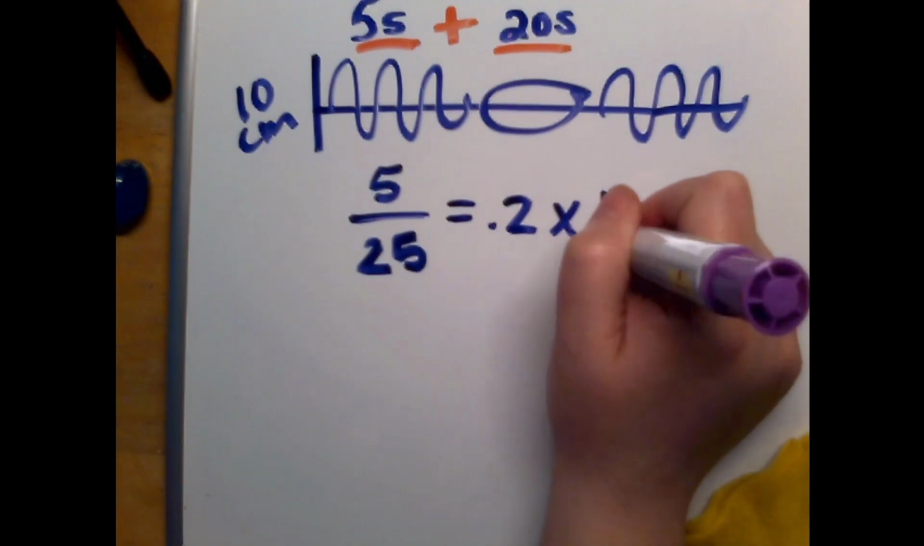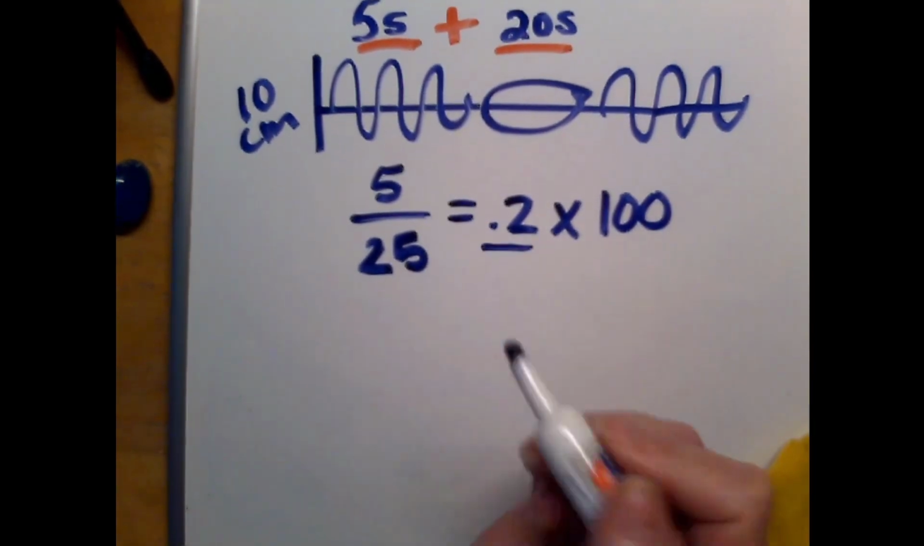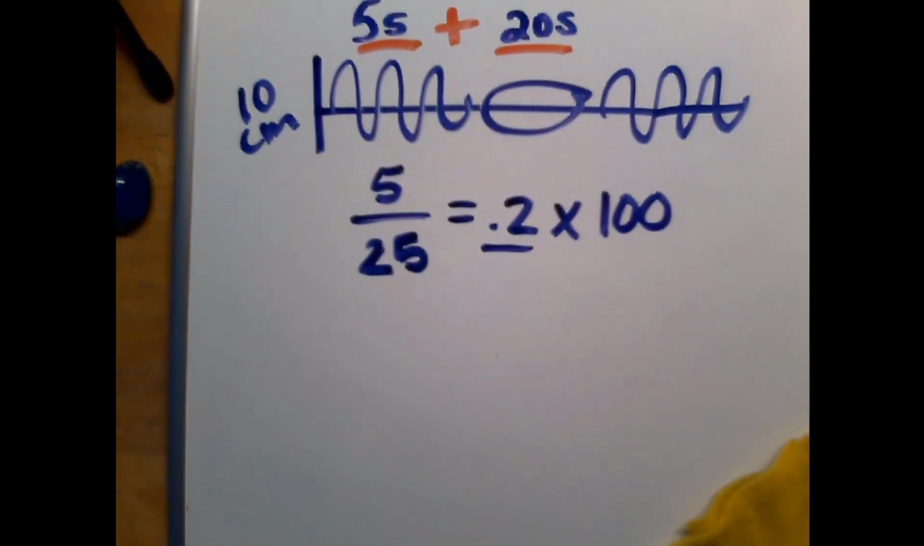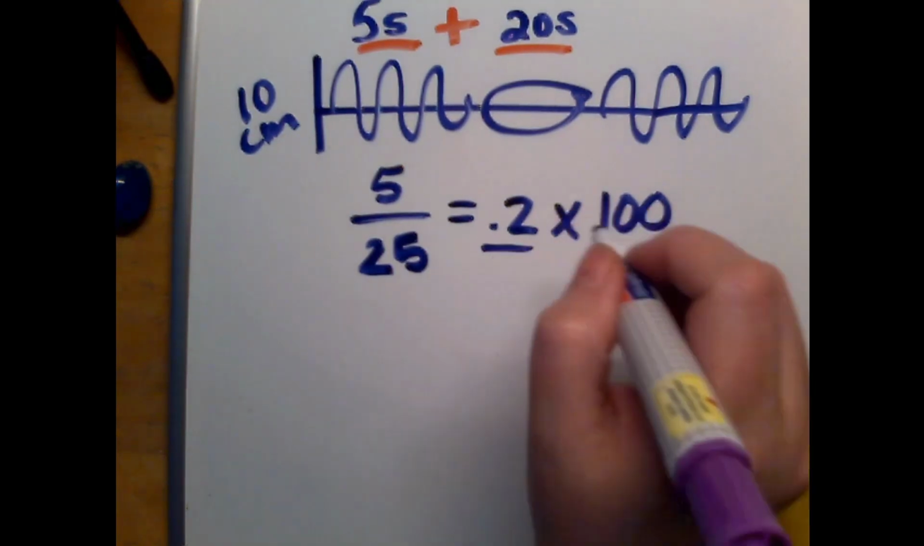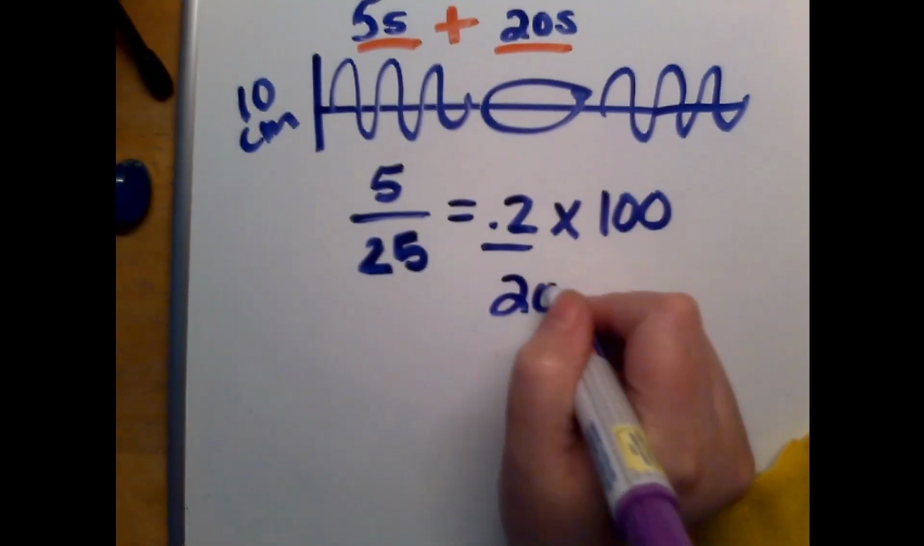And then we need to multiply that by 100. So you can leave it as 0.2. I would prefer, though, just to get used to it, that you do offer this as a percentage. So 0.2 times 100, we get 20%.